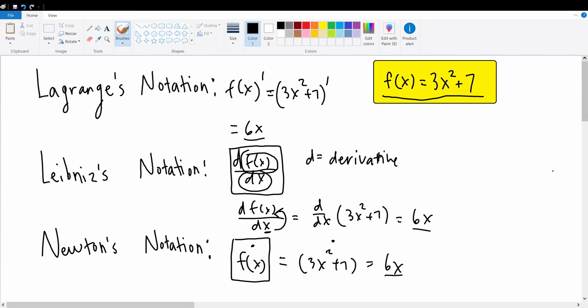So there we have the three notations we use to express derivatives in calculus.